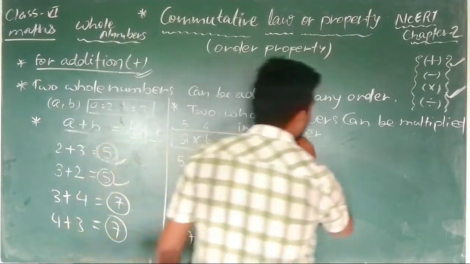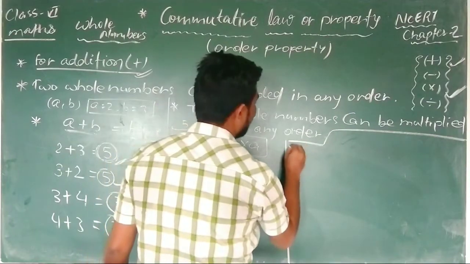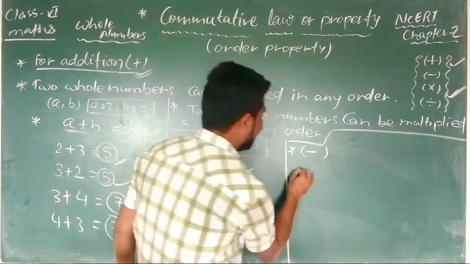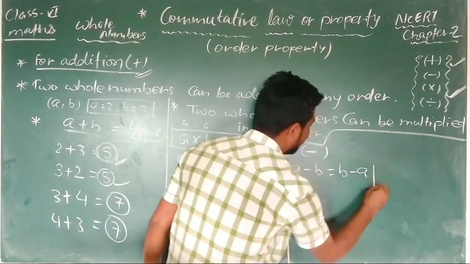Now I will check for subtraction and division, and you must know that for subtraction and division it is not followed, but I will check for minus first. So for minus also you can take, you see, whether you write a minus b or b minus a, both are not equal.